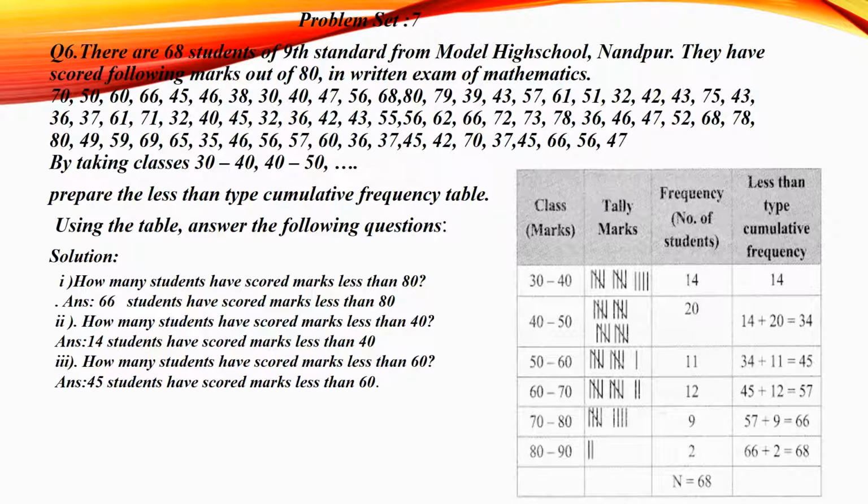How many students have scored marks less than 40? Let us see the first class, that is 30 to 40. The number of students who got less than 40 is 14. How many students have scored marks less than 60? Now in the class 50 to 60, we have the cumulative frequency 45, which is less than type. So 45 students have scored marks less than 60.